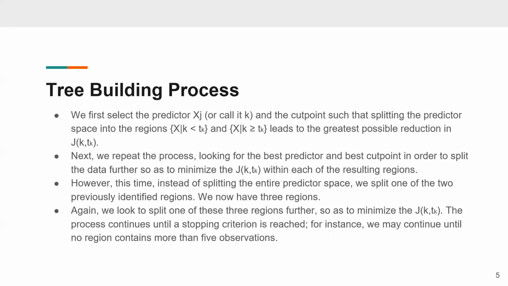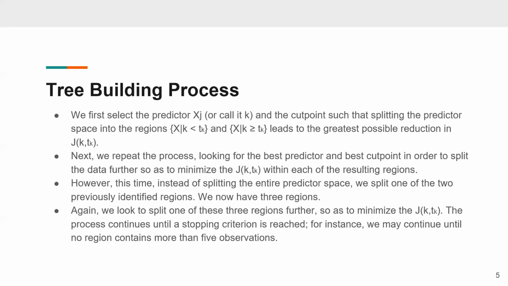Okay, we can do the same thing. Repeat the process, looking for the best predictor and best cut point in order to split the data further so as to minimize this J(k, tk) function that we just defined within each of the resulting regions. As you can see here, at every single node, I'm trying to make a decision about which variable I should pick and which threshold I should be using.